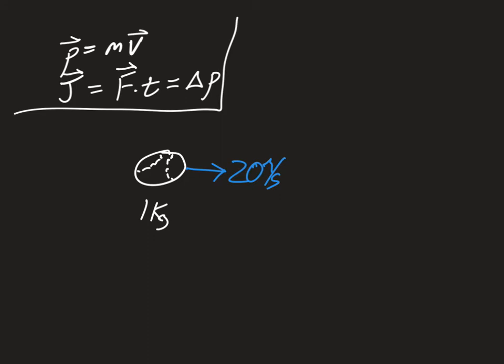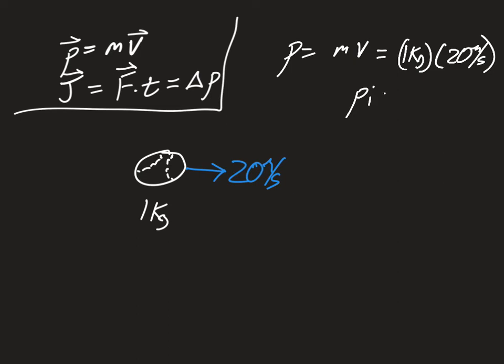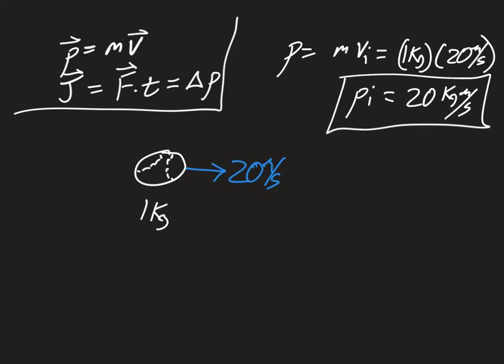Well, we can figure out the momentum for this. It's very simple, right? We just use that momentum is equal to mass times velocity, and then we can plug in that it's 1 kilogram times 20 meters per second. And then we're going to get that our initial momentum, because this is our initial velocity, is equal to 20 kilogram meters per second. Okay, and yes, it doesn't have a derived unit, so that's our initial momentum.